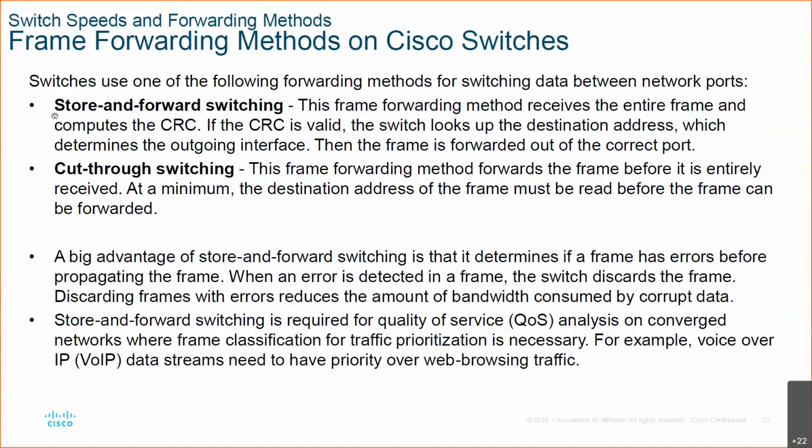One of the advantages of store and forward switching is that it determines if a frame has errors. So that will usually ensure a good quality of service, especially in converged networks, when you are sending data, voice, and video through the same medium.